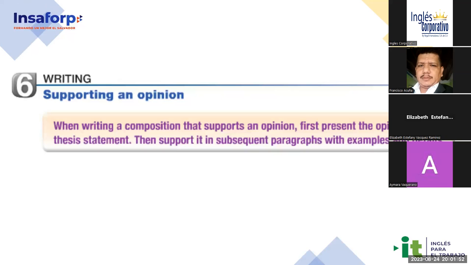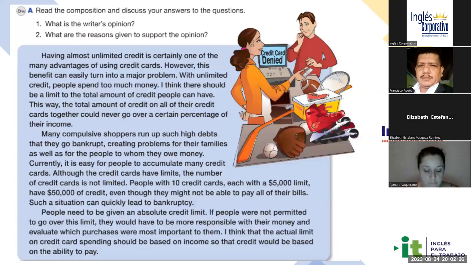We're going to discuss a little bit about how to write a composition or a paragraph. Let's see, we have this supporting an opinion. When writing a composition that supports an opinion, first present the opinion in the thesis statement, and then support it in subsequent paragraphs with examples and details. We have one example here, and on the next slide we have this paragraph. We're going to read the composition and then answer these two questions: What is the writer's opinion, and what are the reasons given to support the opinion? As you can see, it starts with an opinion, and then it is supported with more details and examples.